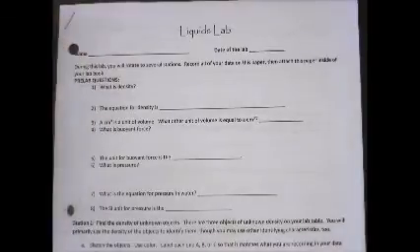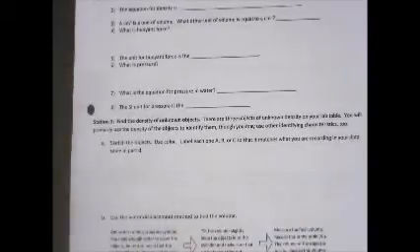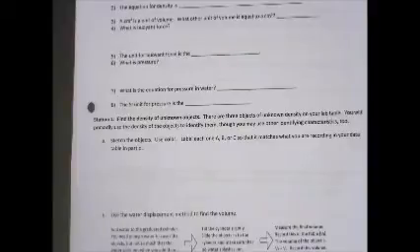But then I'm going to show you on this video what the setup is for each of these stations. So station 1 is about finding the density of unknown objects. Let's show you what that looks like.